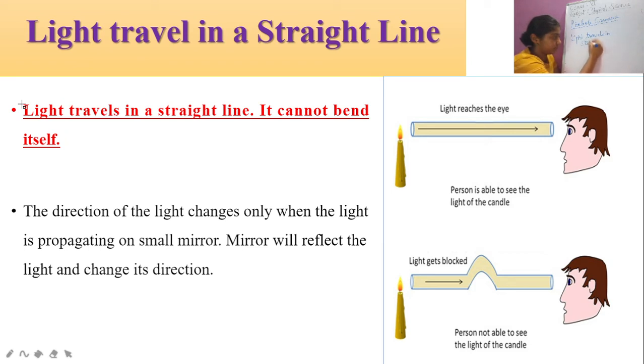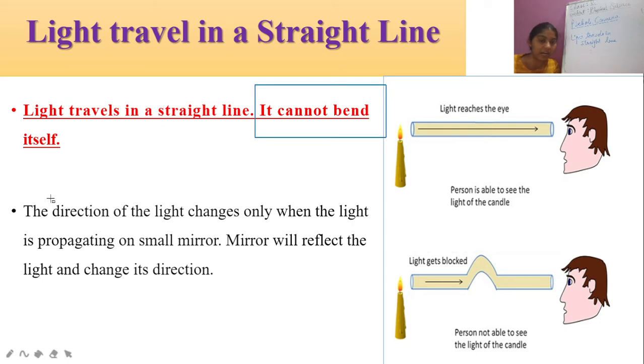straight line. Okay, so students, you can see it can't bend itself. So light cannot bend by itself, you have to change its direction. So how will you change its direction?